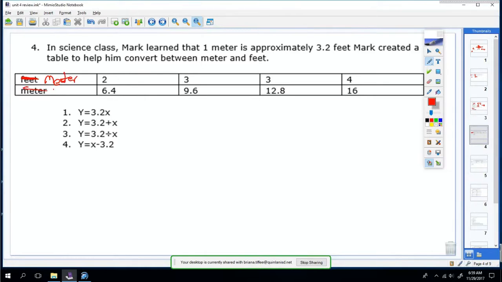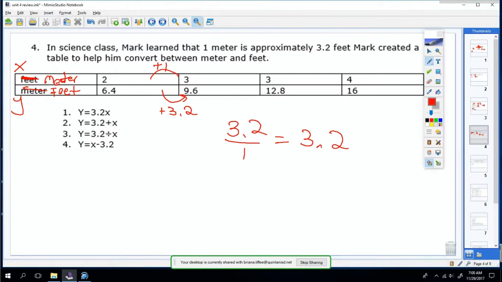And it's supposed to be feet. So now we're going to figure out our change of x. So this is x and this is y. So 2 goes to 3, so that'll be plus 1. 6.4 goes to 9.6, so it'll be plus 3.2. So 3.2 goes on top, 1 goes on the bottom. So this equals 3.2. And so I need to find my equation.